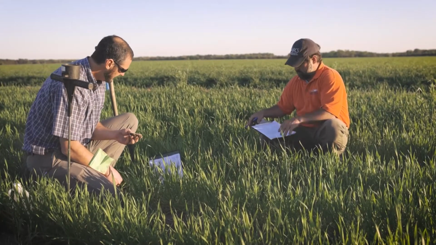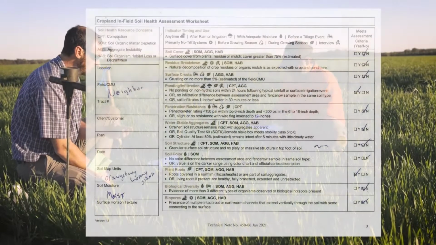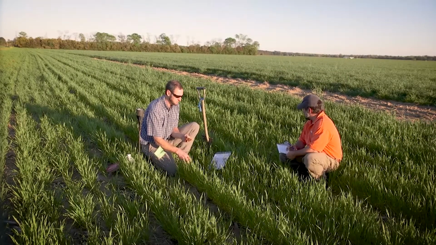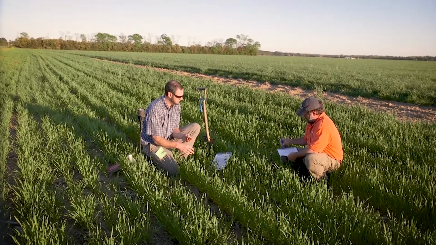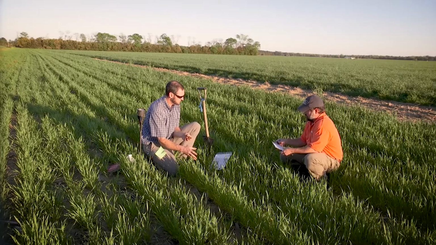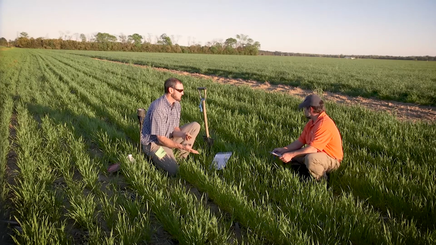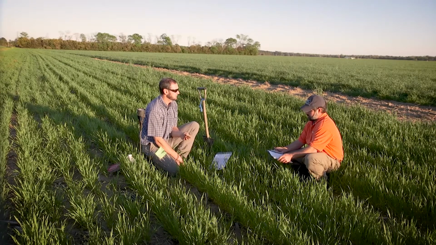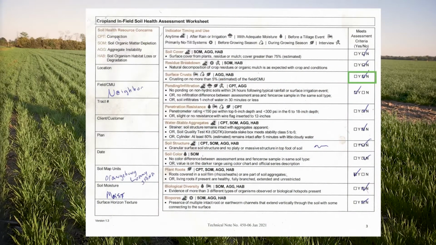So in terms of our criteria for surface crust, it's crusting on no more than an estimated 5% of this entire field. We can see that anywhere we dig where the soil is exposed, we have a crust. Thinking back to the soil cover, we had about 50% of the soil visible, so we're definitely easily over 5% of this entire field that has surface crust. So we would also be no in terms of meeting that criteria.